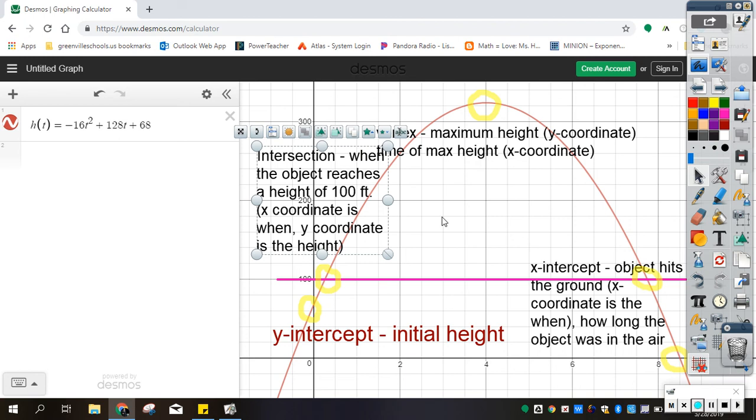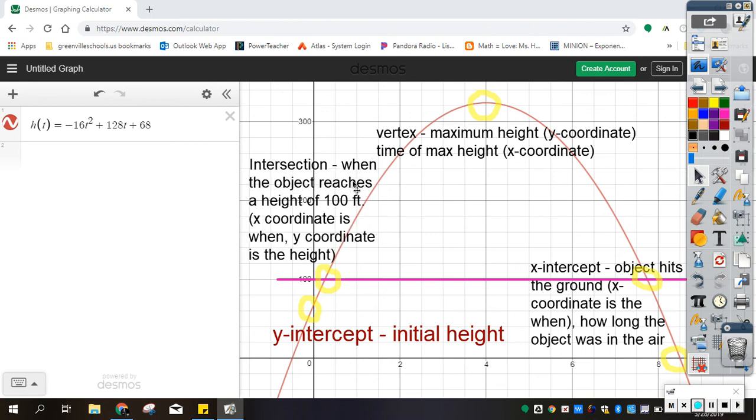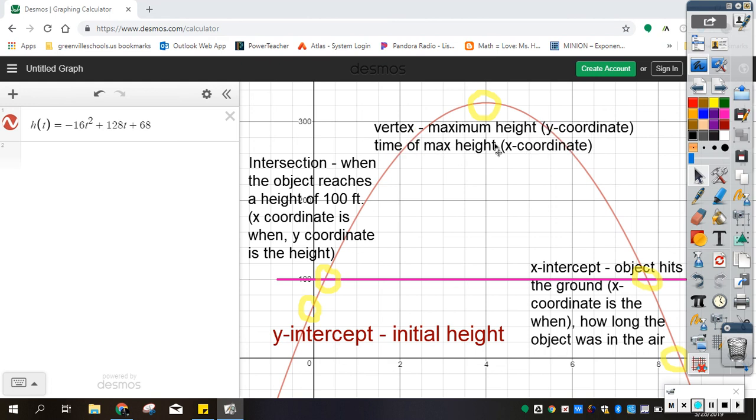There's lots of options. So in a second video, I'm going to show you how we did all that in the calculator. But I wanted to just step out of the calculator syntax and all that stuff to just refresh your memory about what these points meant on a graph.